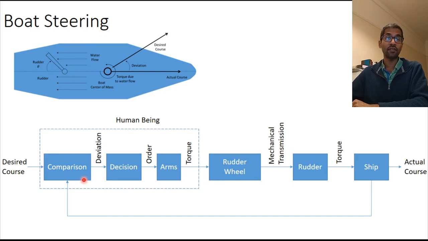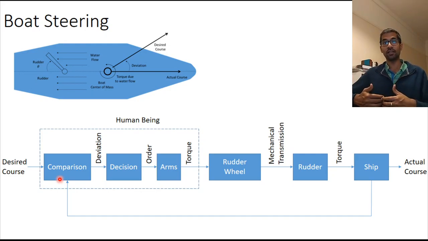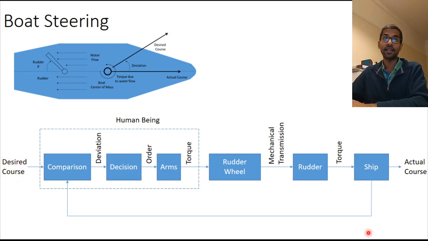And therefore, what we have as the first block in our block diagram is a comparison. So a captain or some person has to stand near the steering wheel, probably with a compass in his hand, and make sure that the boat is going in the right direction. So he has a desired course, and he wants to make sure that the actual course of the boat is exactly the desired course. So he's comparing the desired course with the actual course. And if they do not match, if there is a deviation, he has to make a decision as to what he needs to do with the rudder.